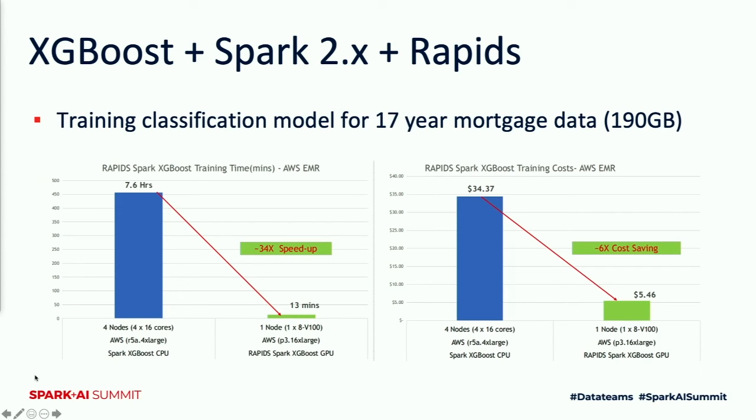And we did some benchmarking for mortgage data, total 190 gigabytes. You can see from the chart, the shorter is better, obviously. We have a 34x speedup in training time and 6x cost saving. That's quite a significant number.